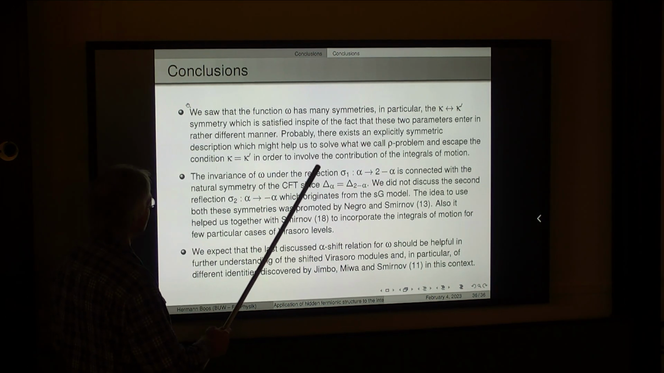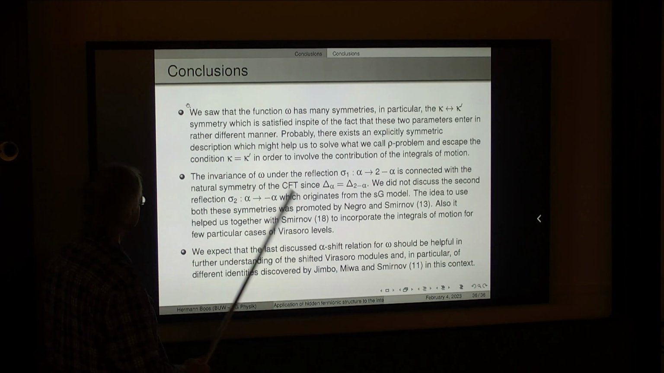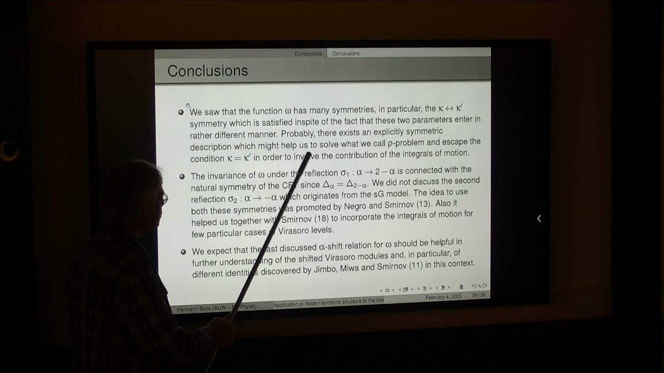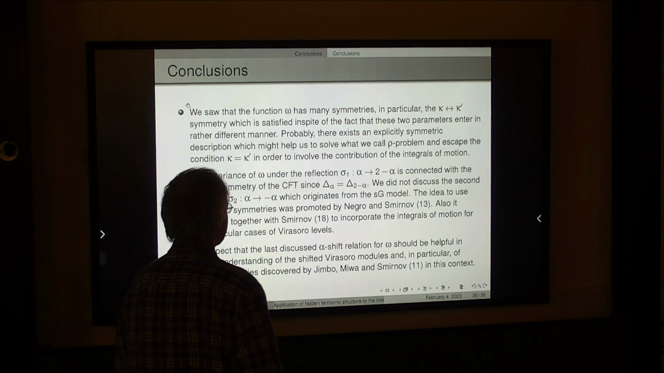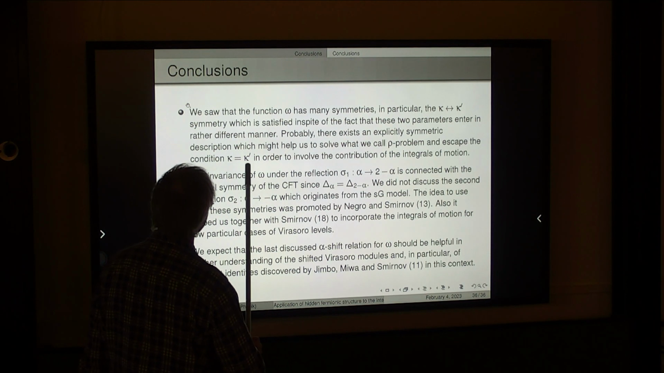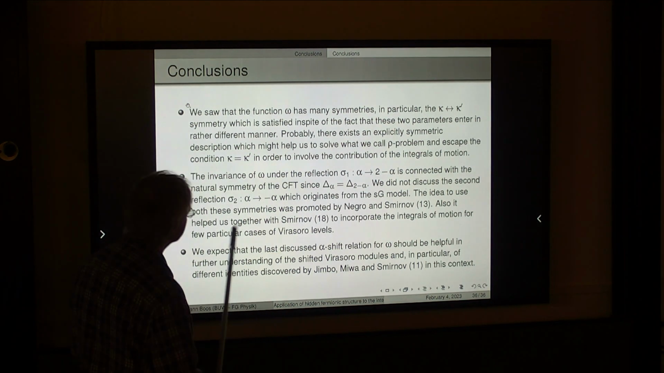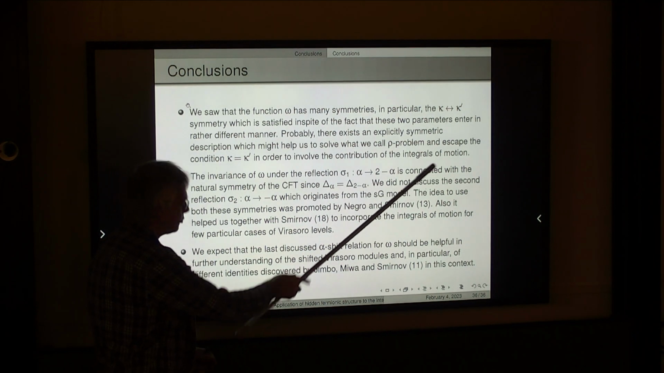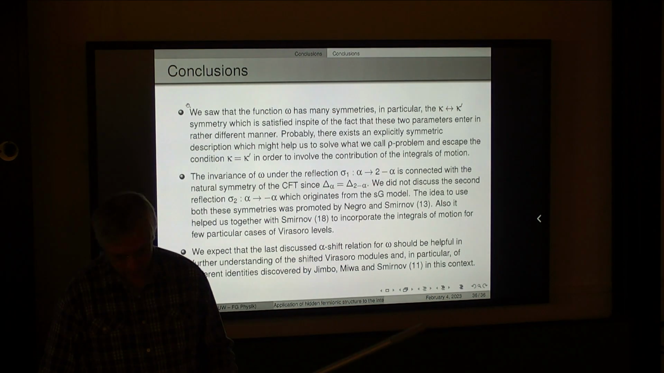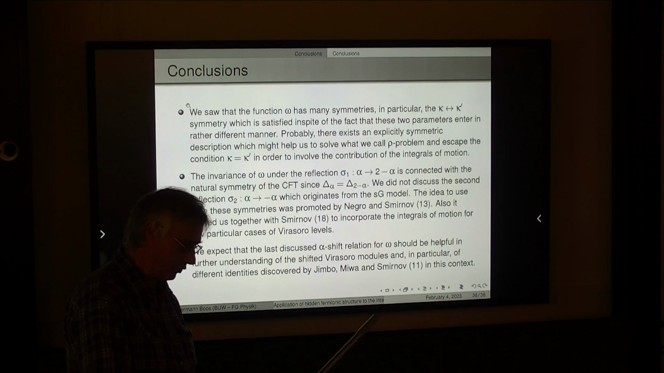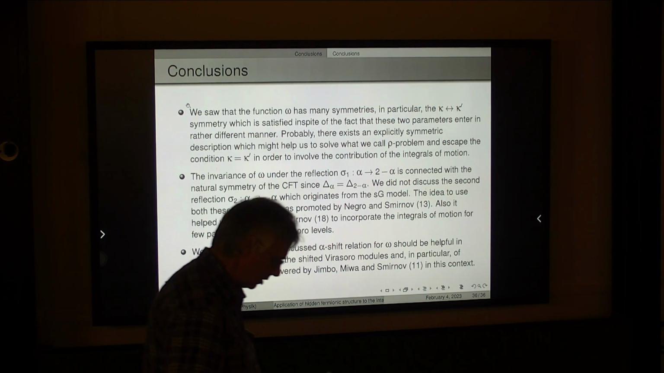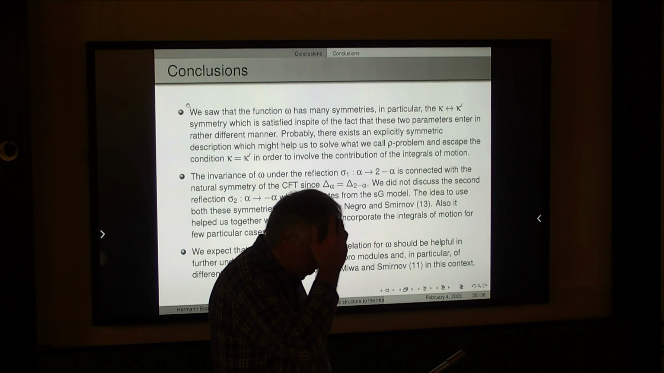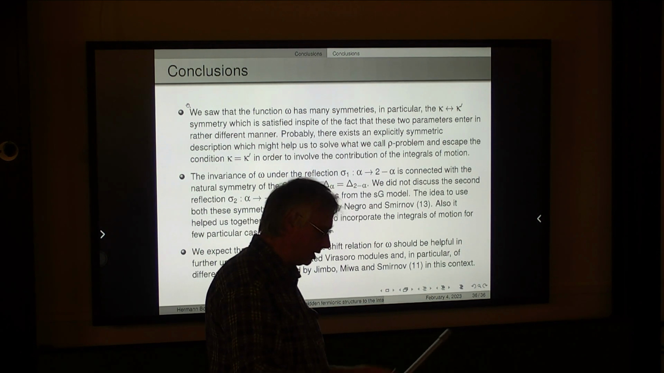Probably there is hope that there exists an explicit symmetric description which might help us to solve this technical problem, which we call the rho problem, and escape the condition kappa equal to kappa prime in order to involve the contribution of the integrals of motion. And Fedya explained some results in this direction using these two reflections.